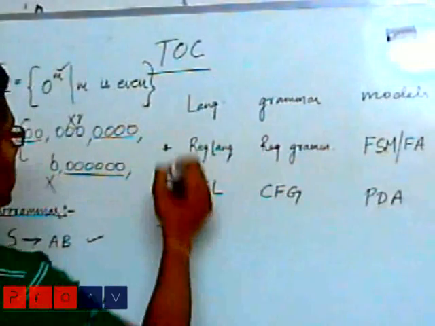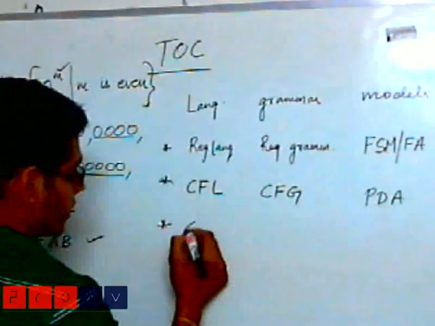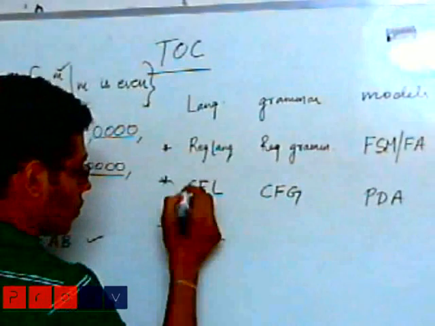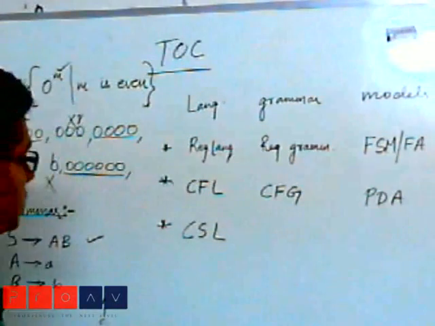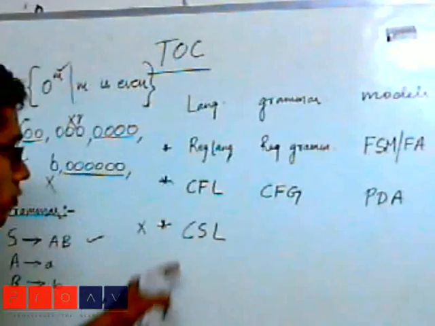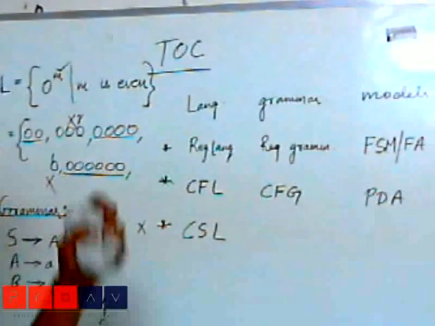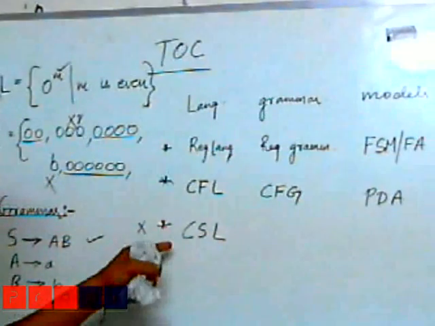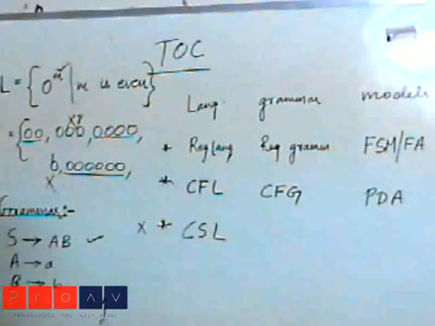Now the third one, CSL, context-sensitive language. These two are confusing, but this is not in the course, but definitely you must know some theoretical concepts of this, because they are going to frame the questions from all four languages in their properties. So you have to follow all four.